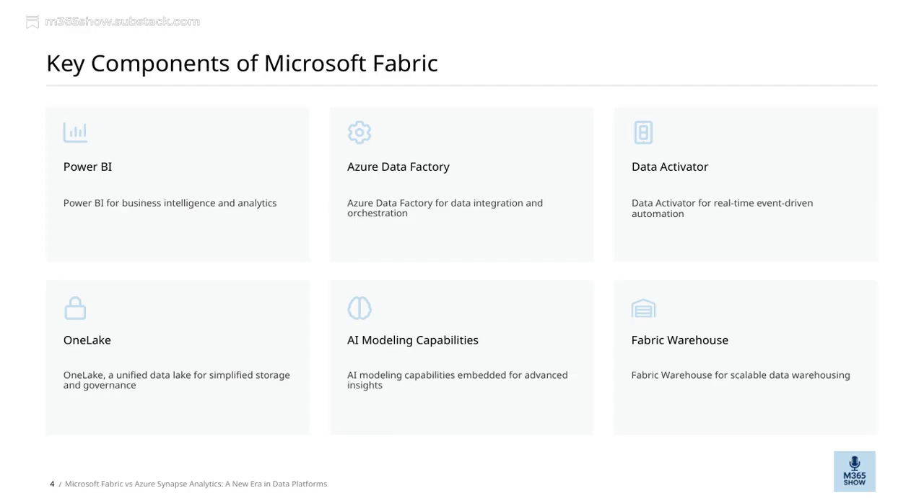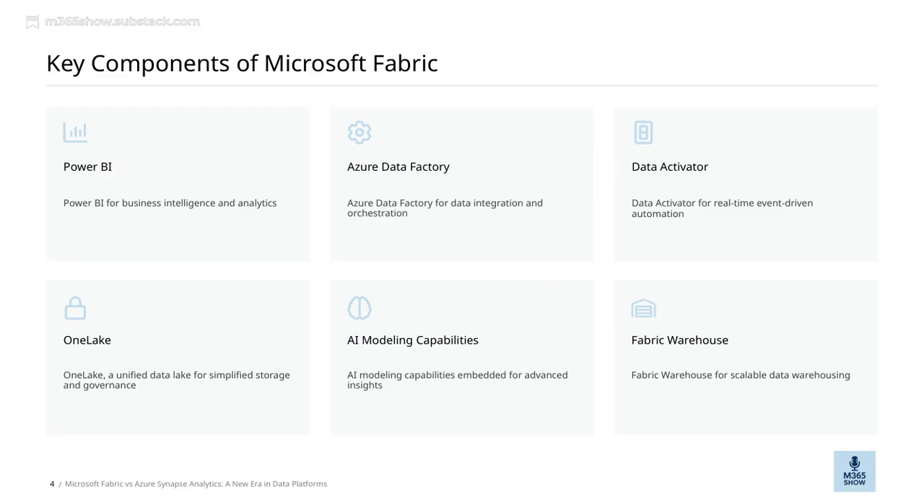First, we have Fabric Warehouse, which is designed for scalable data warehousing. This means it can handle large volumes of data efficiently, making it ideal for organizations with growing data needs. Next, embedded within Fabric Warehouse are AI modeling capabilities. These advanced tools enable us to generate deeper insights from our data, supporting more intelligent decision-making. Moving on, we have OneLake, which serves as a unified data lake. This simplifies storage and governance by providing a single, integrated platform for all our data assets.